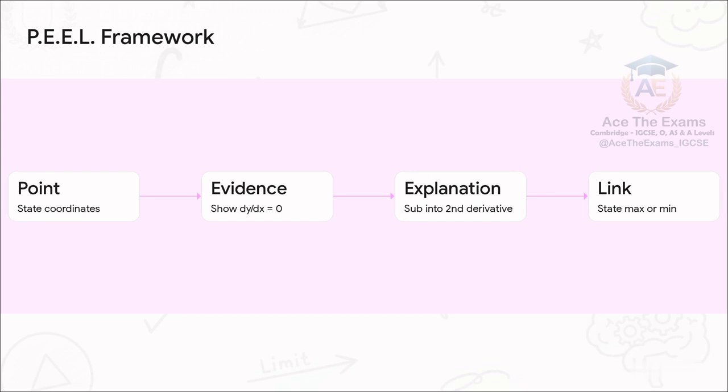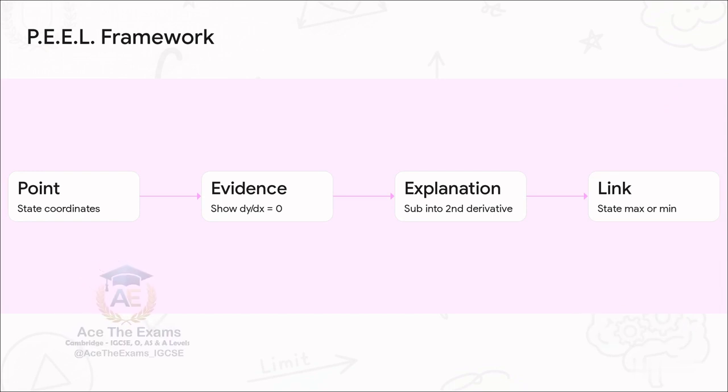You might know this from English literature, but let me tell you, it is a lethal weapon in mathematics. Let's break it down. Point: state your stationary point coordinates right up front. Evidence: show that dy/dx equals 0 at this point. Explanation: substitute your x value into the second derivative and show the exact numerical result.